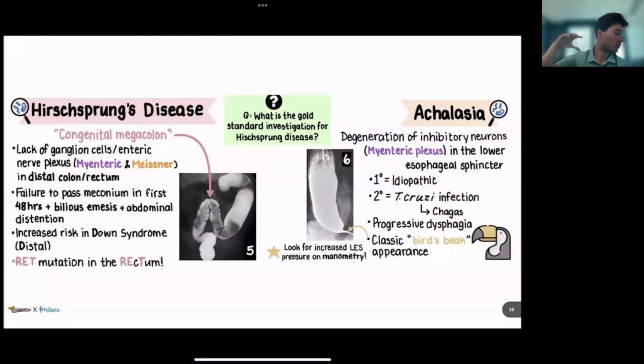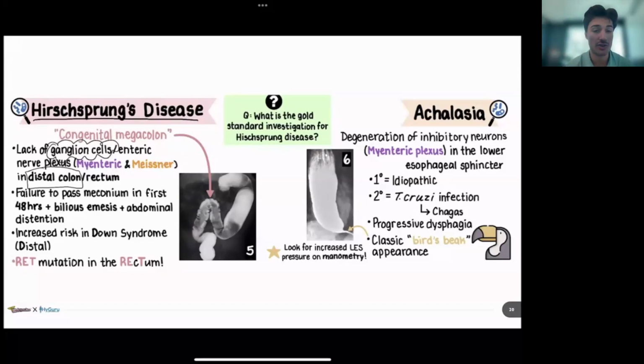With my approach with these guides, as I mentioned from the beginning, it's all about integration and learning concepts that are related to one another. So if I'm talking about the organization of the GI tract and those different layers, let's talk about Hirschsprung's disease and achalasia right on that same page, right under it. Because these are problems. In Hirschsprung's, there's a lack of ganglion or enteric nerve plexus, both your myenteric and Meissner plexus, in the distal colon. You get failure to pass meconium in the first 48 hours, and bilious emesis, which we know is associated with Down syndrome. We're going to dive into management of that in the next prompt.